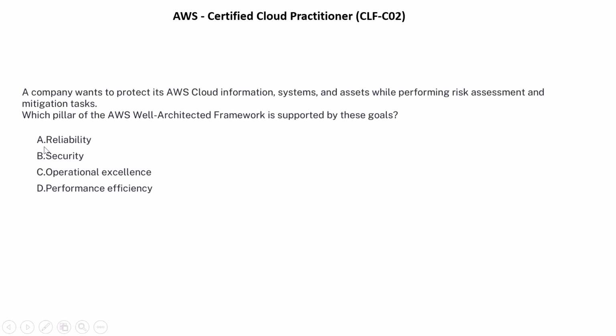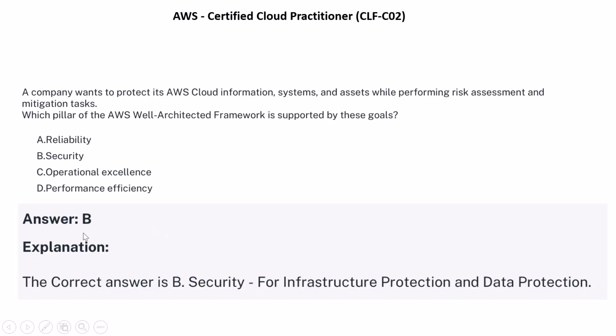Options are Option A, reliability. Option B, security. Option C, operational excellence. Option D, performance efficiency. The correct option is Option B, security. Security for infrastructure protection and data protection.